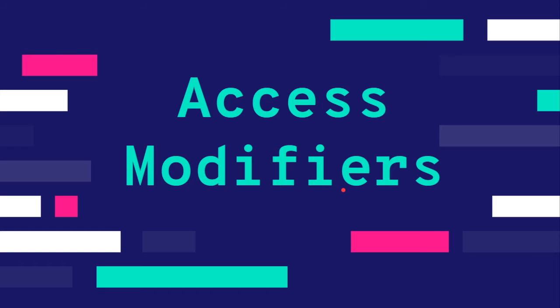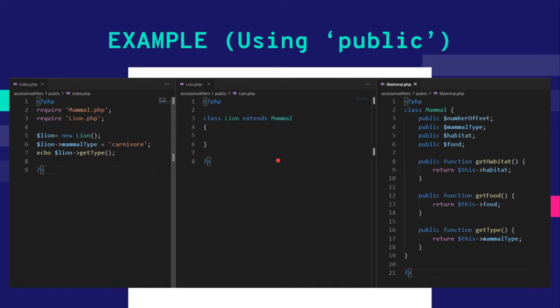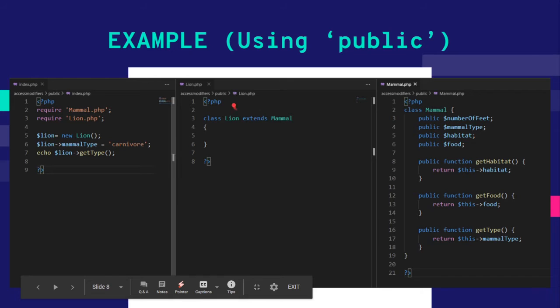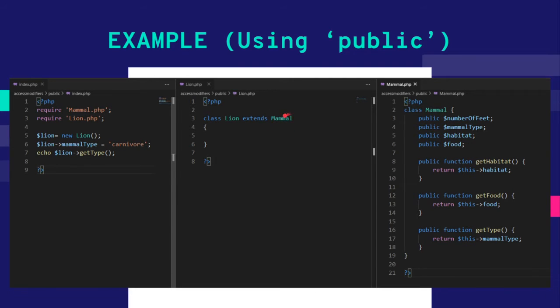Next, access modifiers. Dito na natin na-explain yung tatlo nitong type, like yung public, private, and protected. And what are all the differences? Example using the public. So, meron tayong tatlong files. Meron tayong index, which is ito yung nagra-run. Meron tayong lion na class, para lang mapakita natin. In-extend nyo si mammal para mapakita natin yung inheritance sa parent class to child class. Tapos, siya yung tatawagin natin.